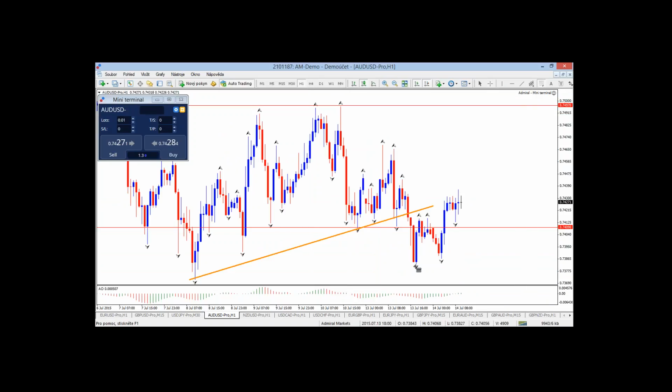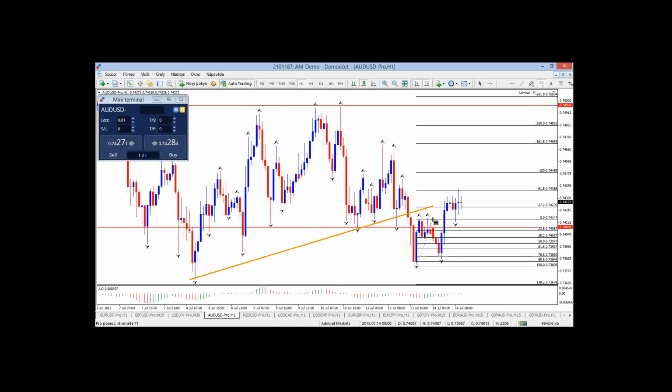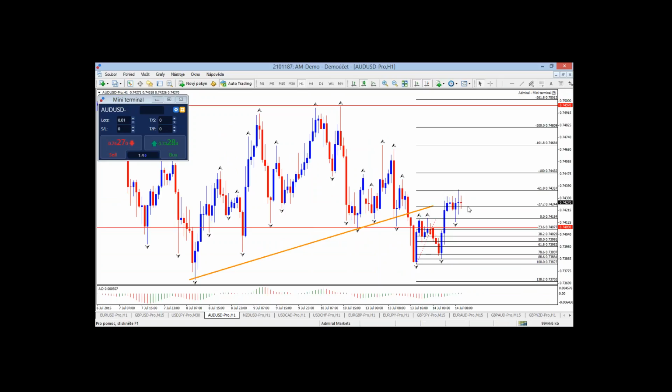It is giving a hook back. And it seems to have hit the target when considering this perhaps a corrective zigzag, which would go up to the minus 1.8.